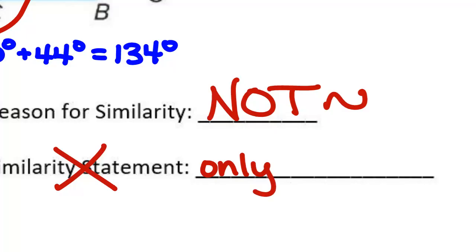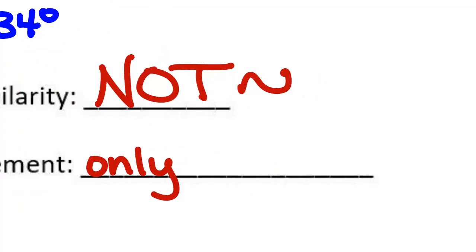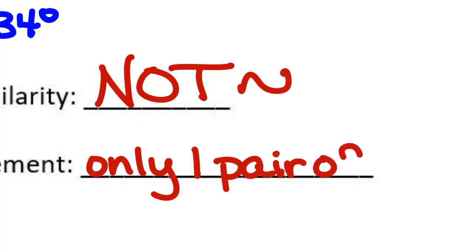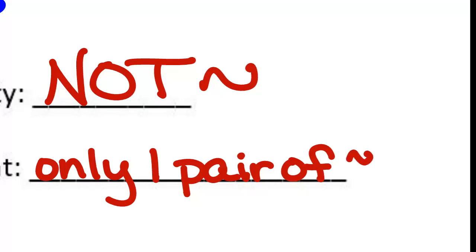How many degrees do all three angles in a triangle add up to? 180. So I added those two together and subtracted from 180 to find that missing angle up at the top. Does that make more sense? Okay. We only have one pair of congruent angles.